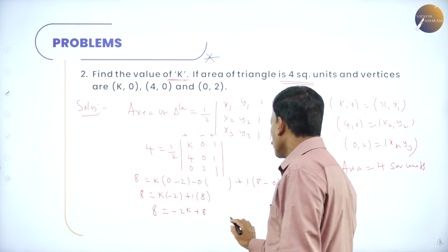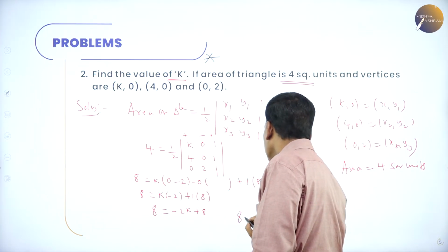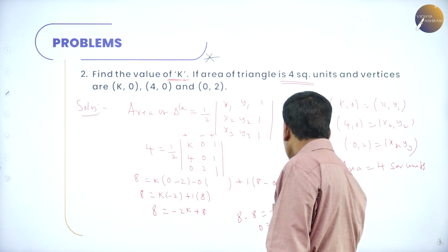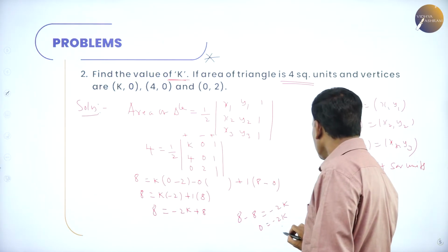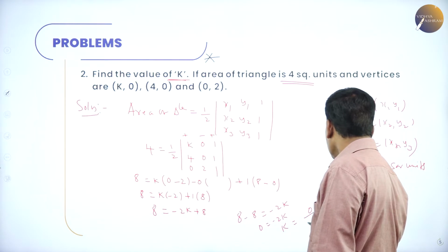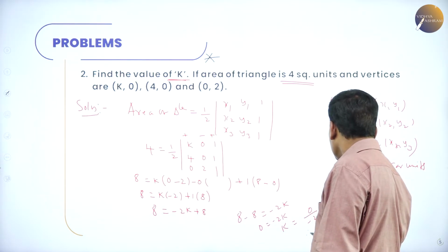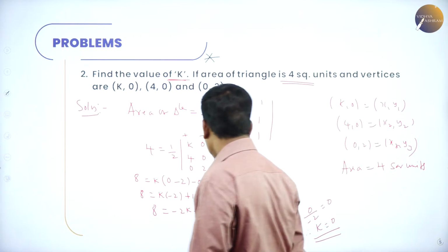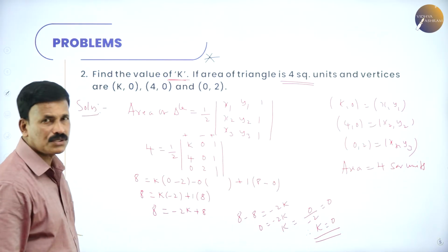Transfer this. What happens? This is 8 minus 8 is equal to minus 2k. 0 is equal to minus 2k. Therefore, k is equal to 0 by minus 2 is 0. So the value of k is equal to 0 here. So the value of k is equal to 0.